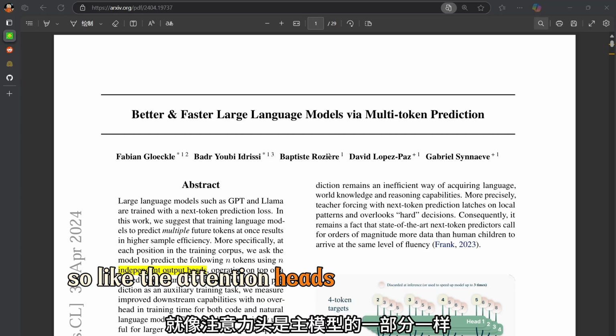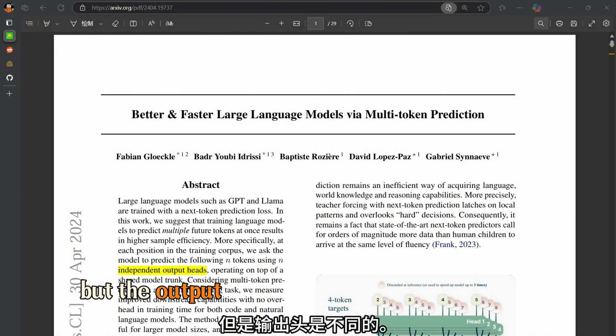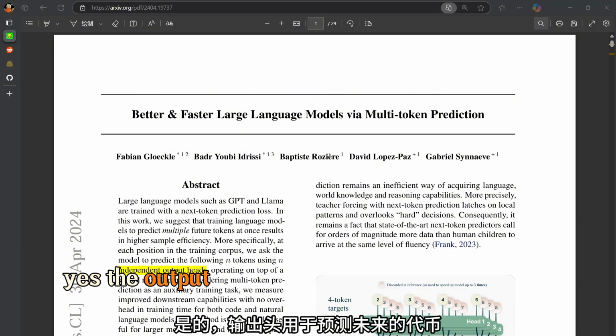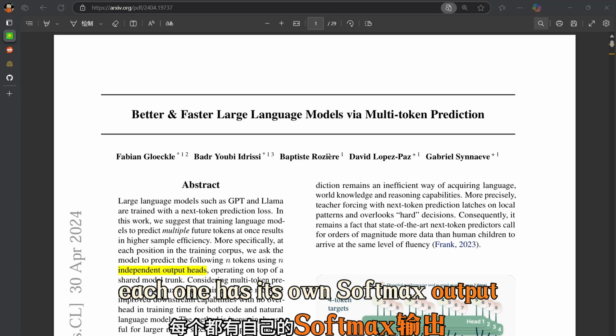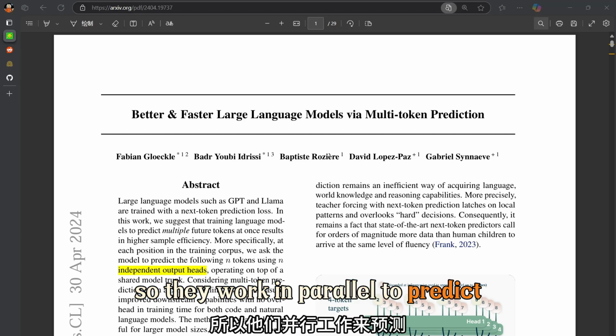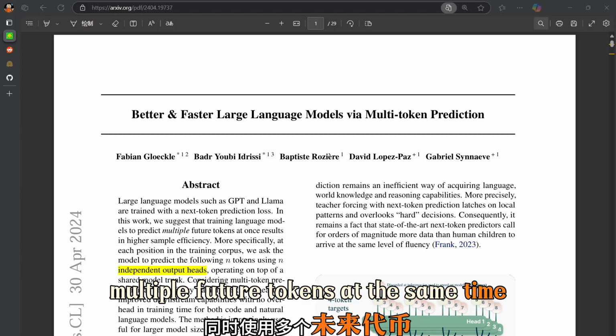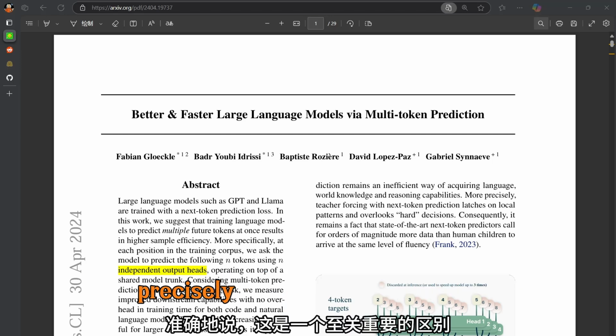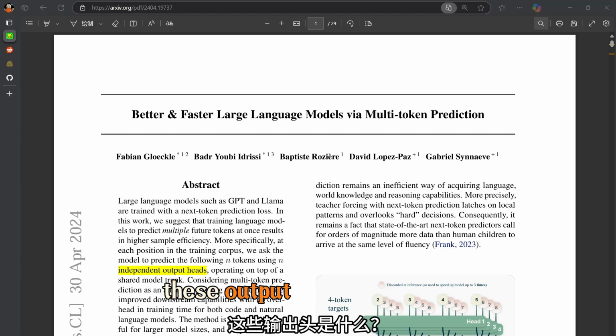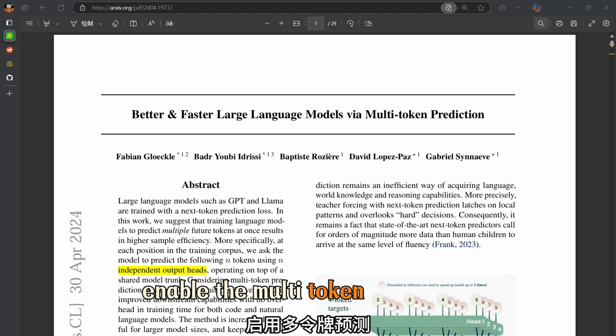So the attention heads are part of the main model, but the output heads are something different. Yes, the output heads are used to predict future tokens. Each one has its own softmax output. So they work in parallel to predict multiple future tokens at the same time, unlike the attention heads which process the input. Precisely. It's a crucial distinction. These output heads are what enable the multi-token prediction.